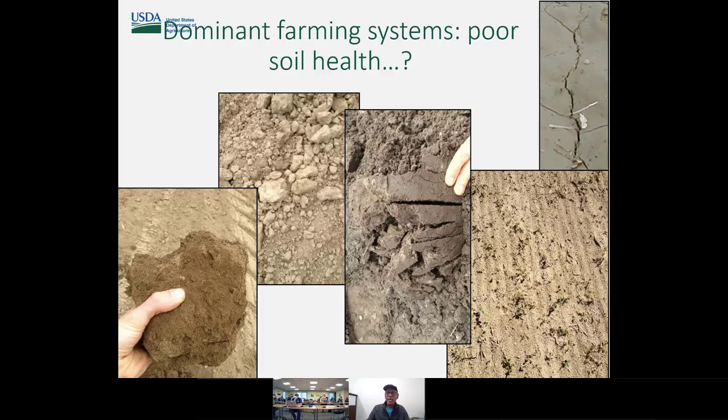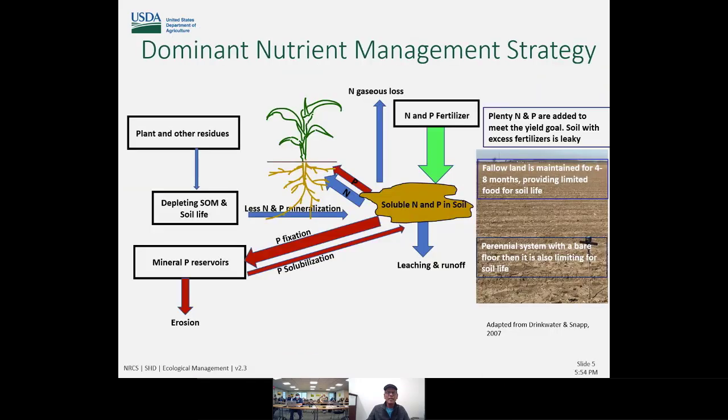Dominant farming systems in annual crops in the nation, in the USA, are performing poor soil health practices. So what we do, we do a lot of tillage, we are losing a lot of organic matter from the soil. So the soil became poor. So what do we do? We add more and more fertilizer. So here's the dominant nutrient management strategy. Most of the croplands, or the majority of the croplands, are doing this dominant nutrient management strategy.